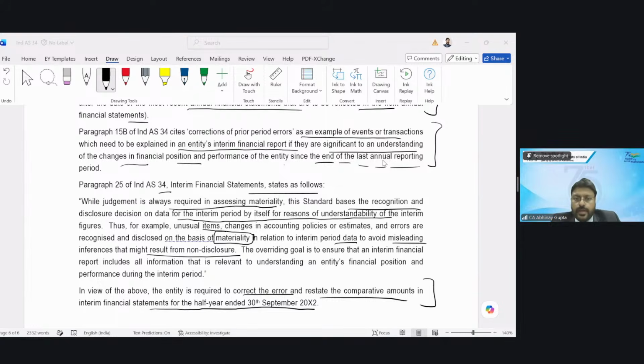Okay, so if there are no more questions, then probably we can wrap up the session. Not sure if Shilpa ma'am is joining for the closure.